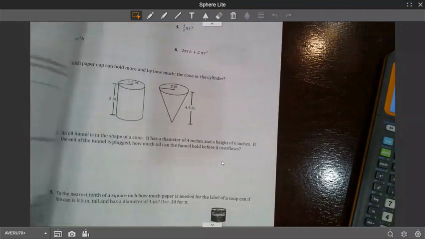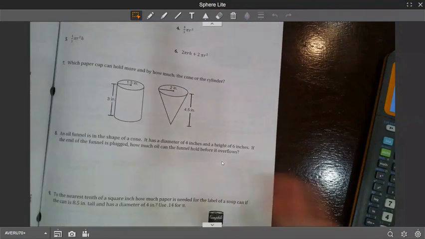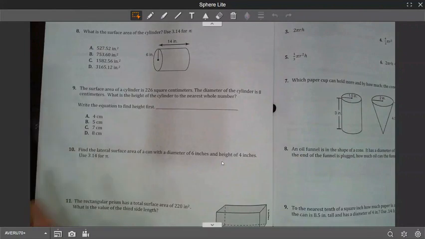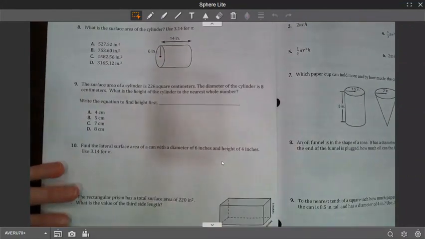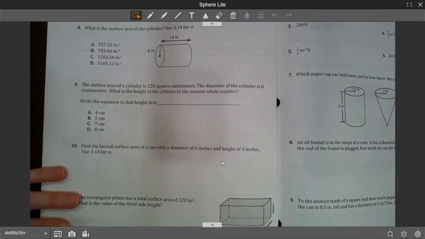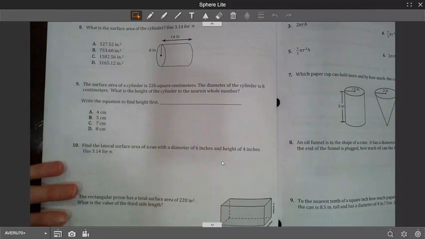Okay, on the back, I'm going to do number 9. So number 9 says the surface area of a cylinder is 226 square centimeters. The diameter of the cylinder is 8 centimeters. What is the height of the cylinder to the nearest whole number?